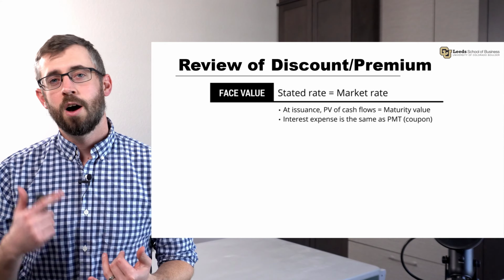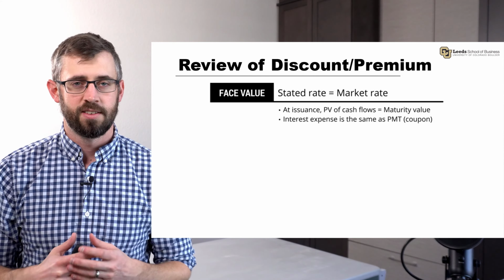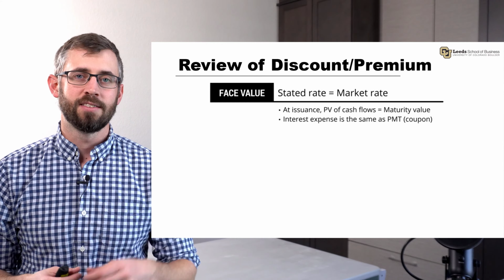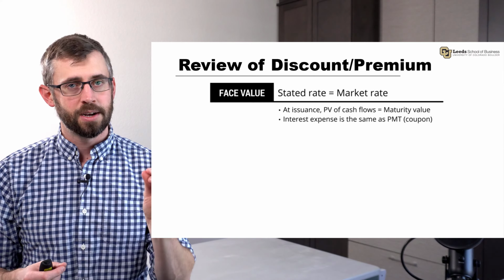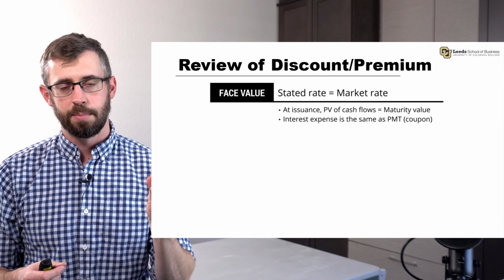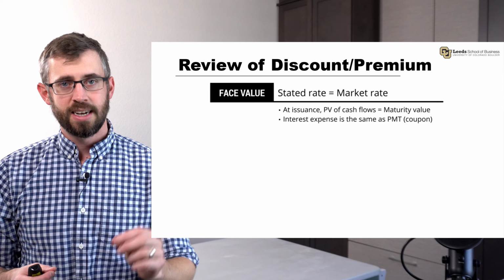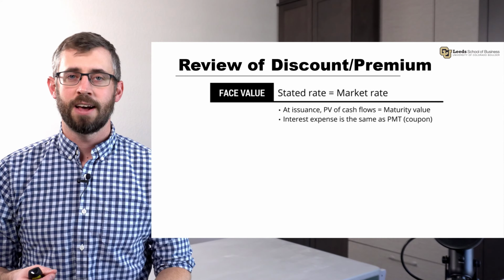So a quick review of discounts and premiums. These work just the same way as they did for notes receivable. So a note issued at face value has the coupon rate, which determines the periodic payments that you're going to make, the periodic interest payments every 6 months or every year. If that coupon rate is equal to the market rate, you will issue at face value.